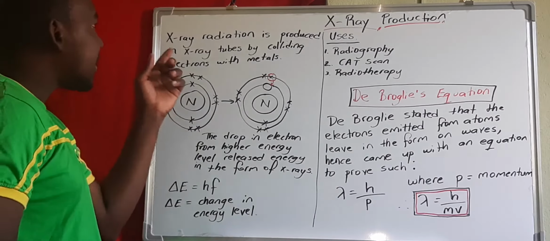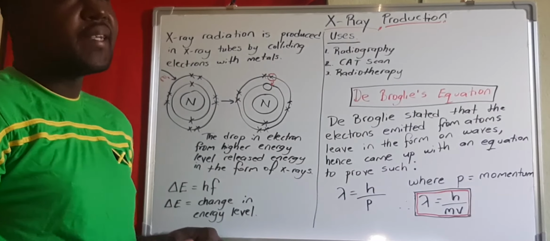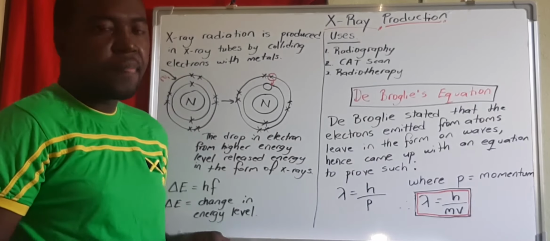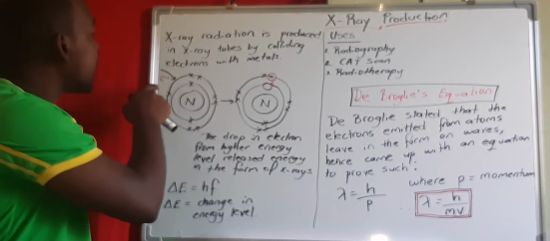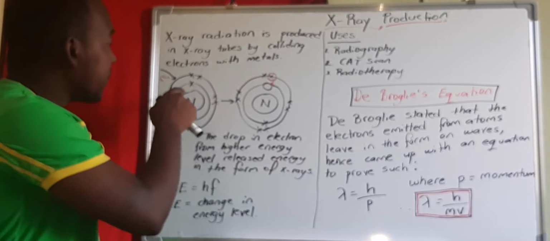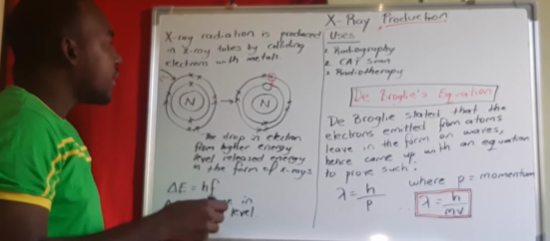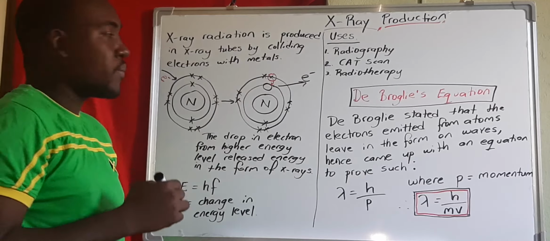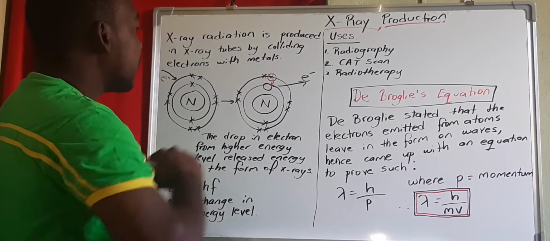So X-rays are produced in X-ray tubes by colliding electrons to specific metals. Right, so as we see in this diagram, we have electrons which collide with an atom. We have the nucleus of the atom there, so it's going to actually collide with this electron here, and it will cause that electron to exit the atom. Now we have a hole there that's left from the electron that was knocked off.